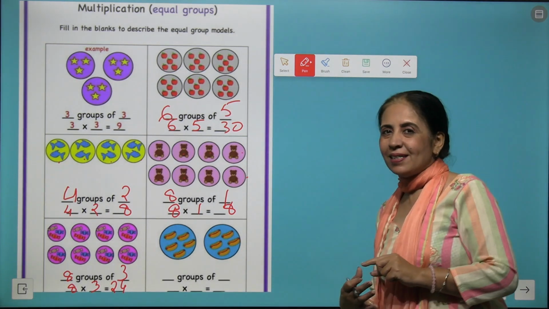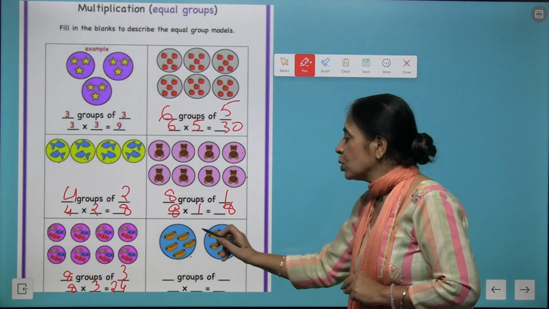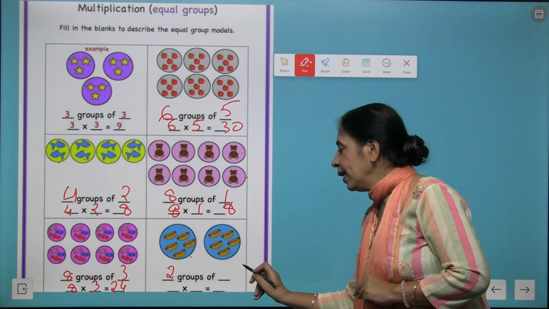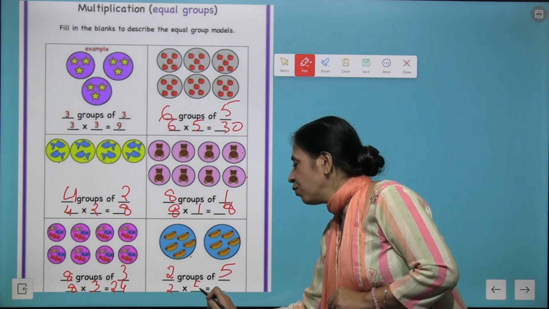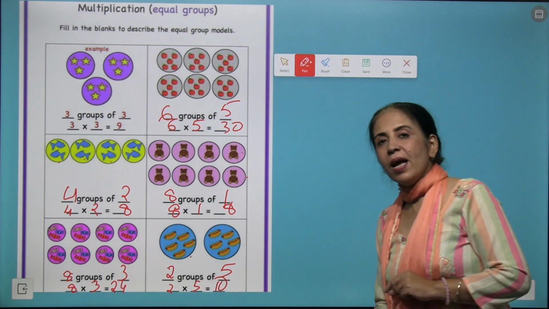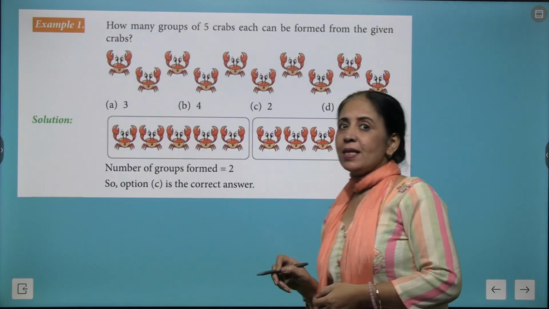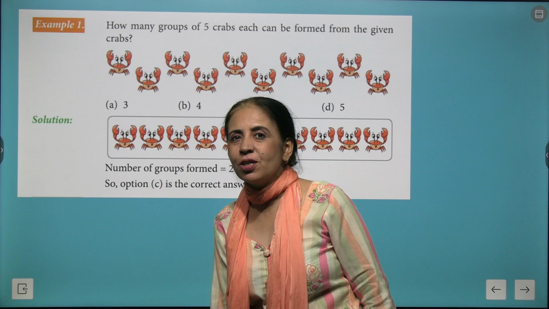Great going, that's 3. And here we have pies. So total is 2 groups and each group has 5 pies. We write down 2 times 5 makes 10. Isn't it interesting? So come, let's try more questions.